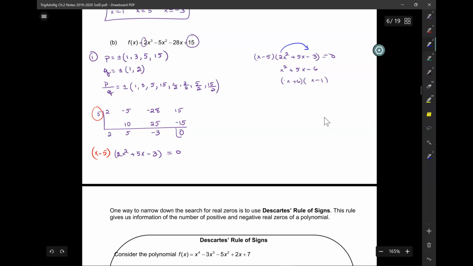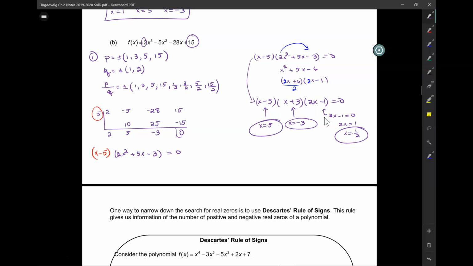Okay, then you put the 2 back and you divide by 2. So finally, from way in the beginning, I have x minus 5, x plus 3, 2x minus 1 equal to 0. Okay? Now what? From here, x equals 5, x equals -3, and this, yep, 2x equals 1, x equals 1/2. So you have, here we go, all 3 of your zeros.